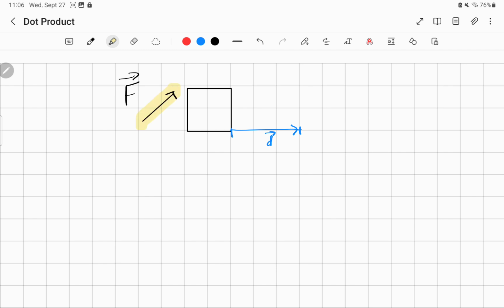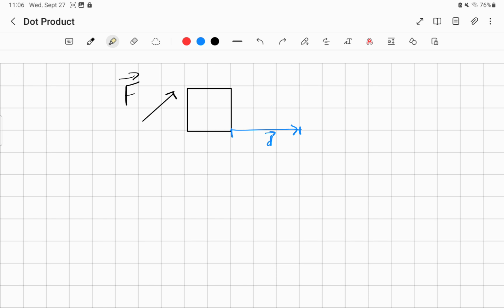So I have a force F and a distance D, both described by vectors. I'm pushing this block with a force F, and I'd like to move it a distance of magnitude D in the direction of D, to the right. So I'd like to move it, in this case, 3 units to the right, and that's described by this vector D, okay?